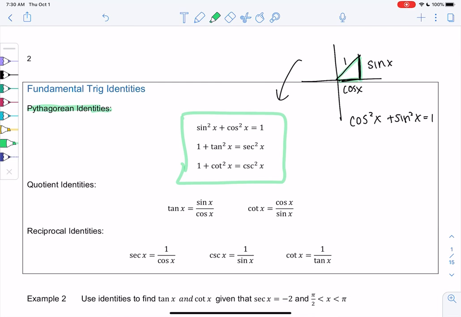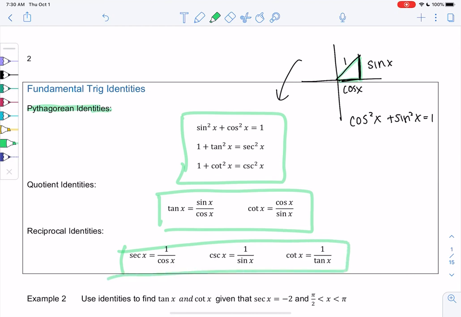Quotient identities are just because they're fractions, right? So that's tangent and cotangent. And then reciprocals. So I added one more. Cotangent would be 1 over tangent. Notice they're reciprocals of each other. So we're just going to maybe mess with identities. And then maybe we'll do some graphs in the later videos.